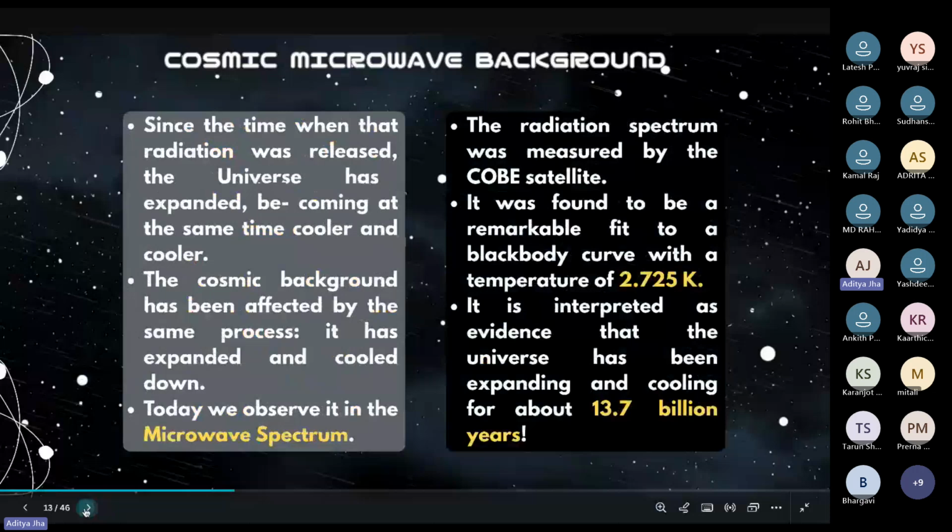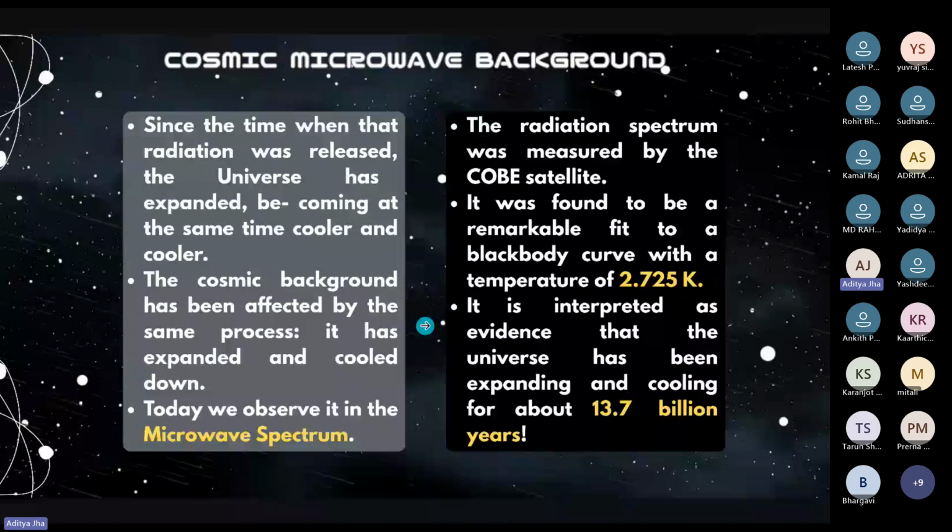Since the time that that radiation was released, the universe has expanded and at the same time become cooler and cooler. And because it's becoming cooler, the peak frequency is decreasing because the temperature is decreasing, or the peak wavelength of those radiations is increasing.